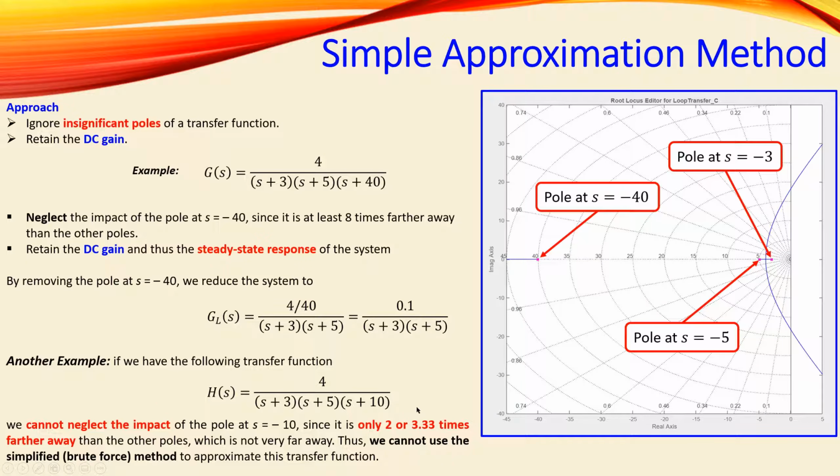So the rule of thumb in engineering, in control system engineering, is to have a pole which is at least 5 times far away, which is of course just a rule of thumb. It doesn't mean that you have a guarantee that your system will be very accurate. But in this case we cannot use the simplified or the brute force method to approximate this transfer function.